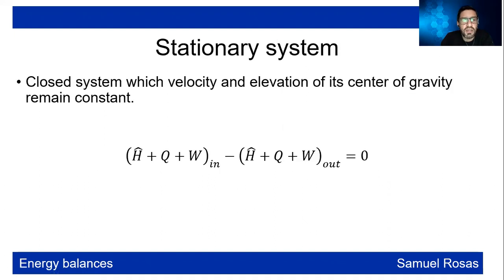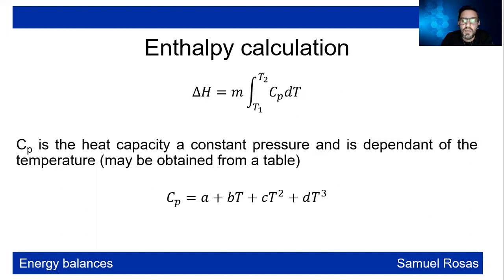Once again, if the system is stationary, a closed system with velocity and elevation where its center of gravity remains constant, then the kinetic and potential terms cancel. So enthalpy plus heat plus work entering minus enthalpy plus heat plus work going out is equal to zero. So this is in terms of enthalpy, which is very important.